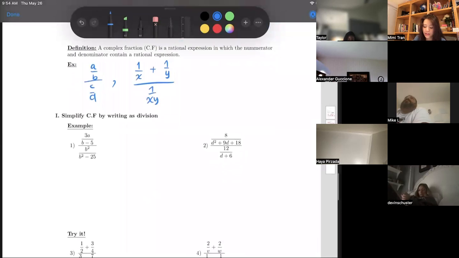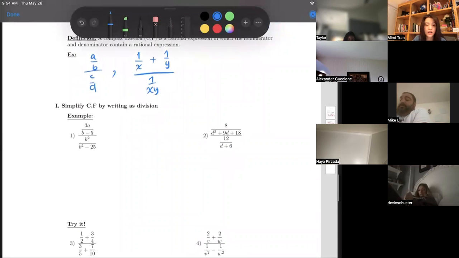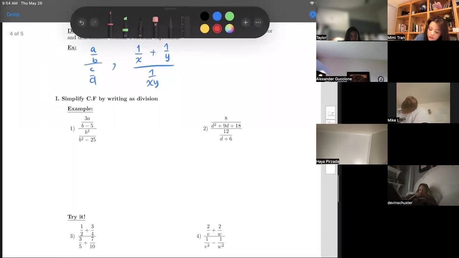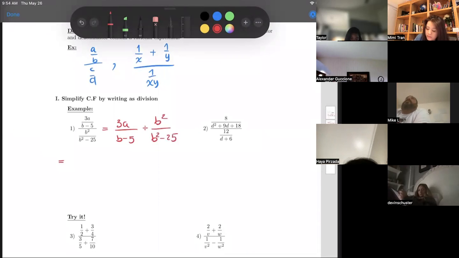Okay, so let's simplify this. Let's do a few problems. I have 3A over B minus 5 divided by B squared over B squared minus 25. So first things first, let me rewrite this. 3A over B minus 5 divided by B squared over B squared minus 25. We divided rational expressions last time, right?